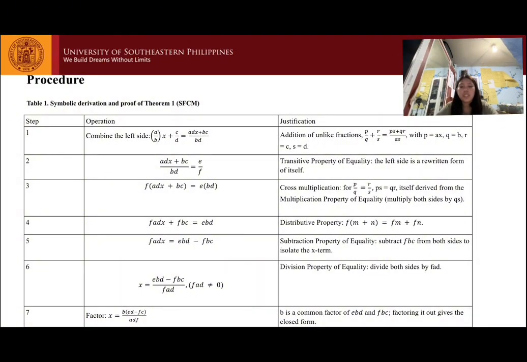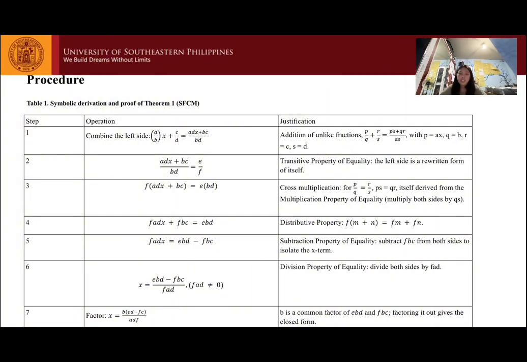Instead of repeating all the algebraic steps every time we solve an equation, this theorem provides one direct formula that can be used immediately. So table 1 proves that every step of SFCM is justified by established algebraic properties. The algorithm is not based on shortcuts or patterns. It is derived entirely from the properties of equality, making it mathematically equivalent to the traditional LCD method.